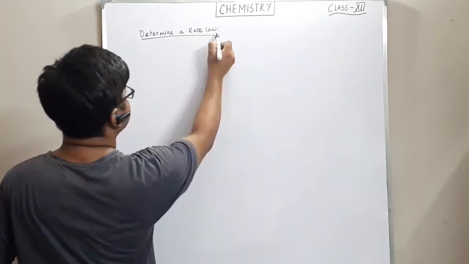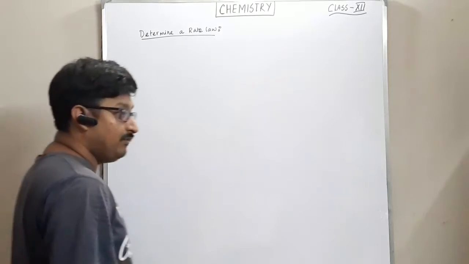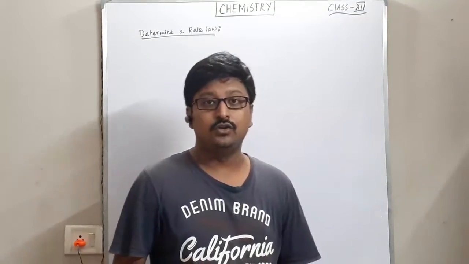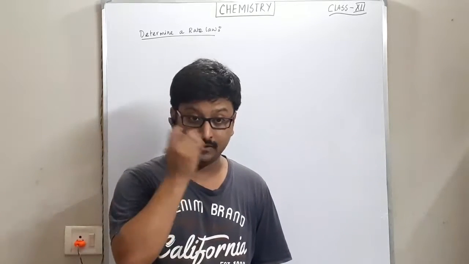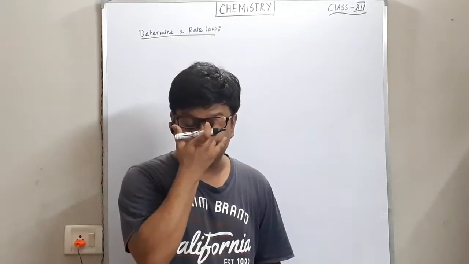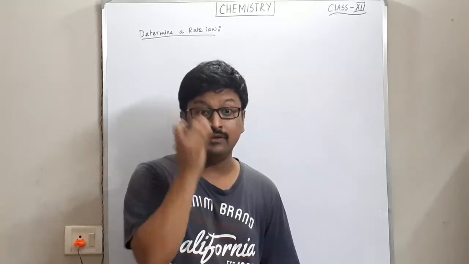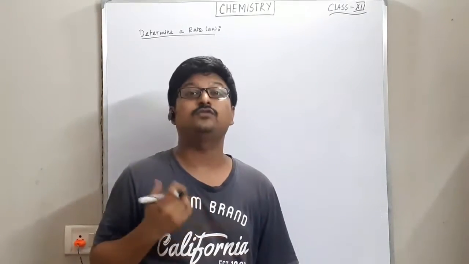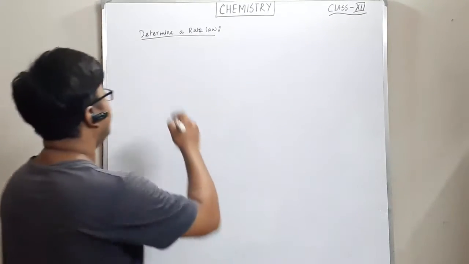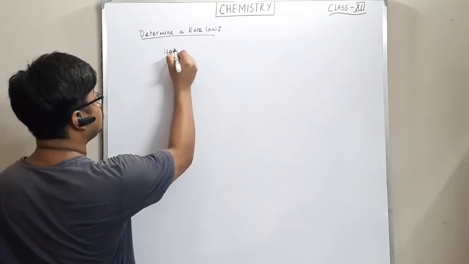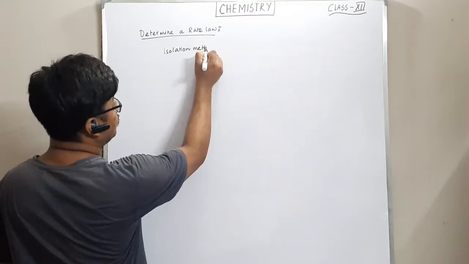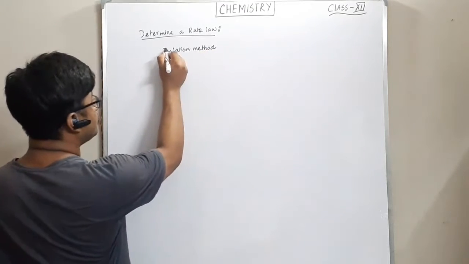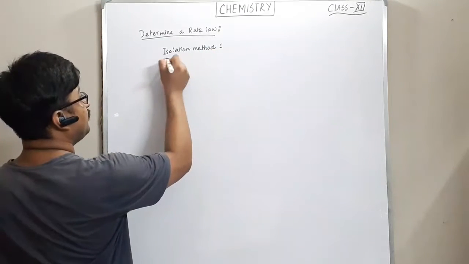Okay. So definitely when we are trying to determine a rate law, we will talk about the experimental method. This experimental method is basically called the isolation method. What is this method? What do we do in this method?